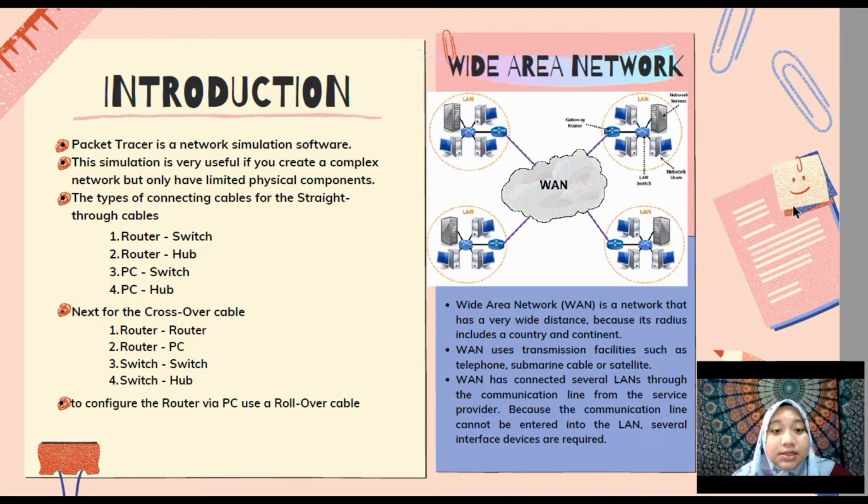Okay. I will explain the introduction. What is Packet Tracer? Packet Tracer is a network simulation software. The simulation is very useful if you have a complex network but only limited physical components.